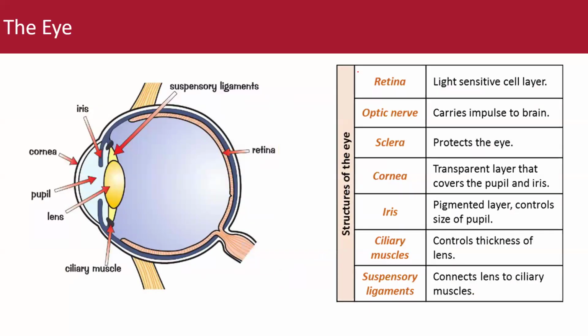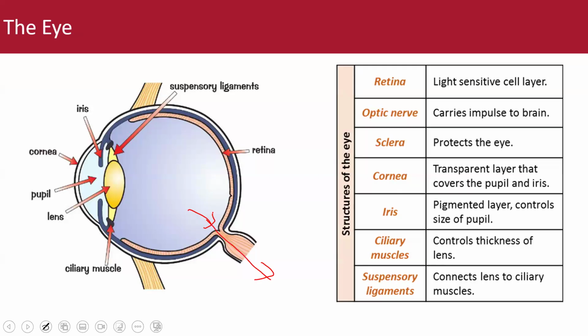So the eye. We need to know the structure. If we start off with the retina, the retina is the light sensitive cell layer. What are the names of the cells in there? We've got rods and cones. The optic nerve is the nerve that goes out at the back of the eye. Then we know what that bit there is called.